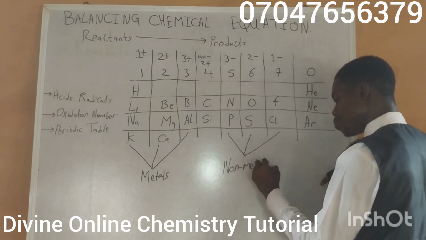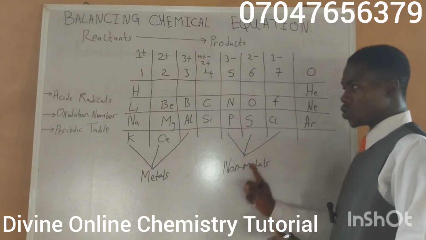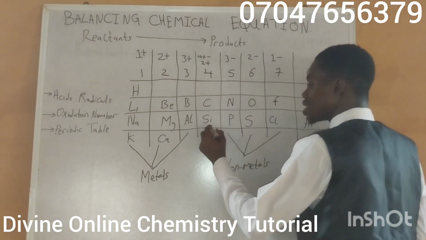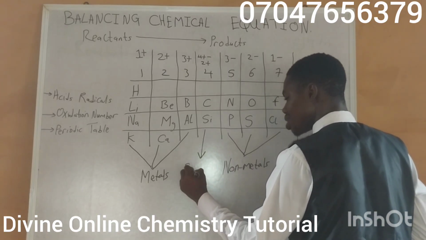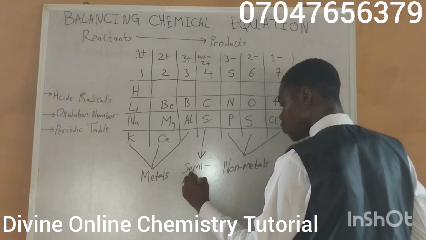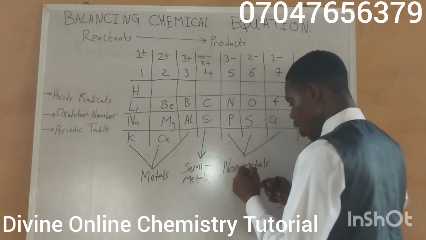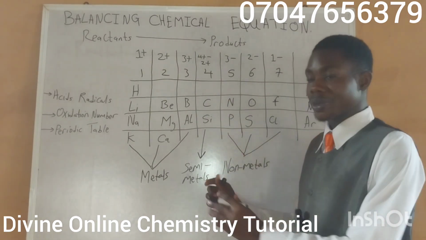Non-metals. So please take note of this, that all elements in group 5, group 6, and group 7 are known as non-metals, while all elements in group 4 are known as semi-metals. So please take note of this also, that all elements in group 4 are known as semi-metals.